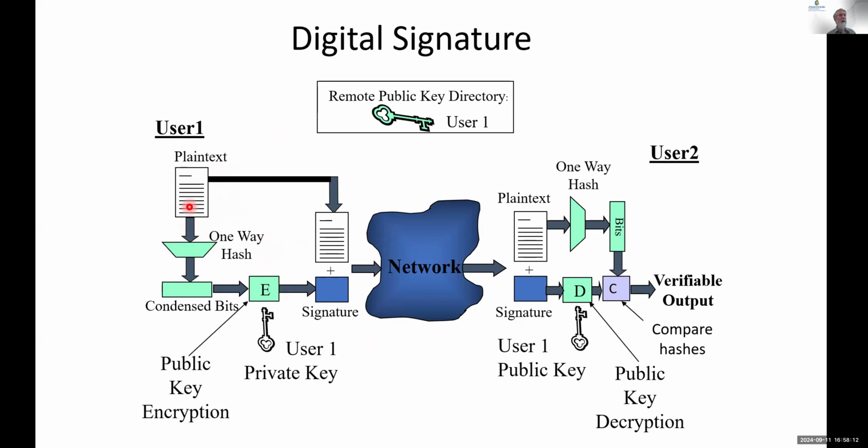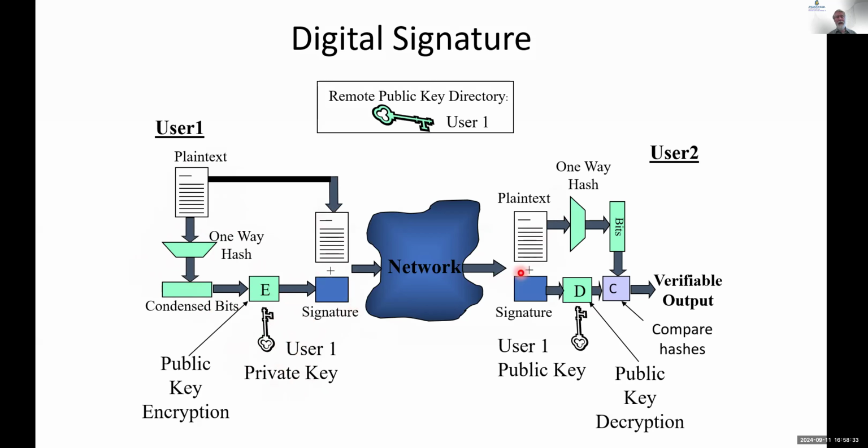So we have the plain text, which, again, could be text or a document or picture, program, whatever it is. It uses a favorite hash algorithm like SHA-1 or whatever, and then takes that hash and encrypts it with Alice's private key, and then appends it to the message and sends it across the network.